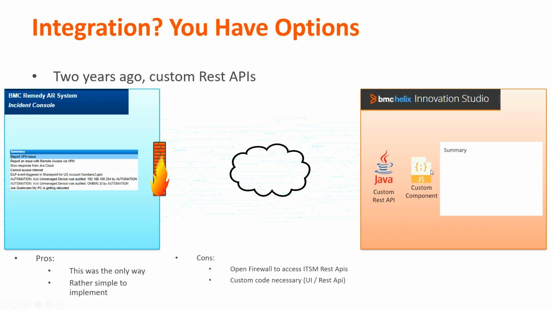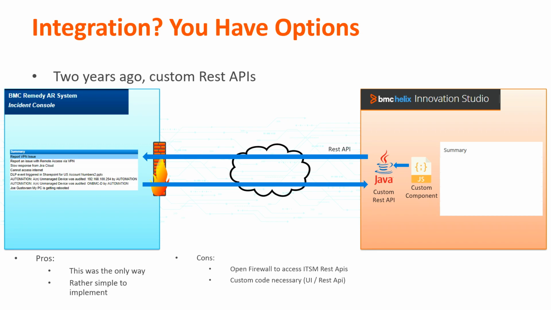So I create a custom component. This custom component will call a custom REST API, and this custom REST API would be in charge to contact and to connect to the distant BMC ITSM platform. So you would do something like that. The custom component JavaScript would call the custom REST API. The custom REST API would use REST API to contact ITSM or the Java AR API to get the incidents, getting them back, sending them back to the custom JavaScript component, and to display the incident in a UI.